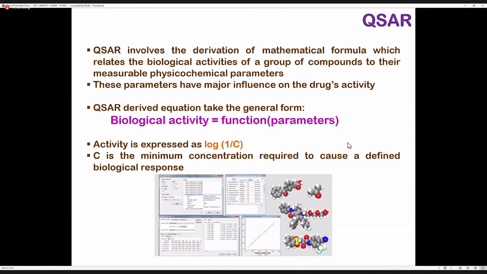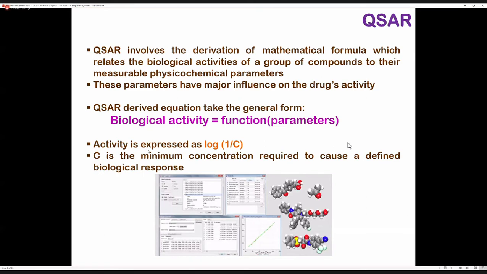The parameters are the ones that we set, which parameters contribute to the biological activities, such as log P, for example. Log P is a partition coefficient parameter, then you have steric, and then there are many more basically. I think there is a table shortly.